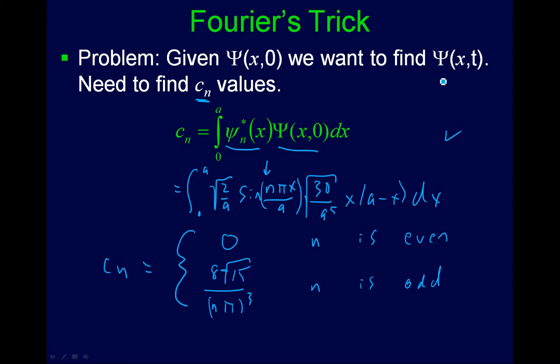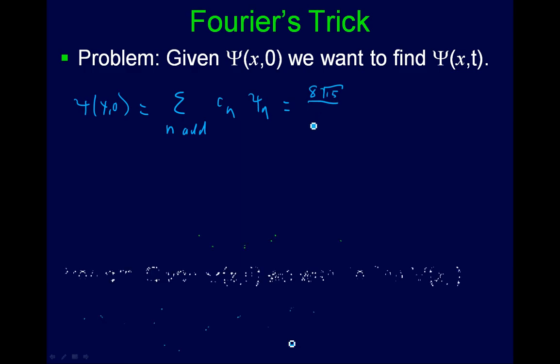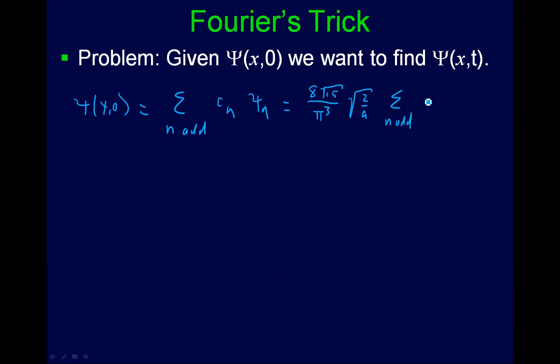Now, basically, we're done as far as finding the wave function as a function of time. However, we want to talk about it a little bit. So what this means is I can express my initial wave function as a sum where n is odd, of the Cn's times the psi n's. In our particular case, there'd be a whole bunch of constants. Our Cn was like 8 radical 15 over pi cubed, and then the constant from the wave function is 2 over a. And then it's a sum over n odd, where it'd be 1 over n cubed, and then our function looks like this.